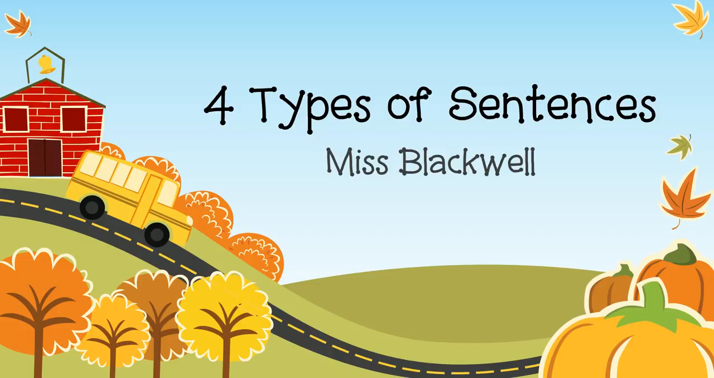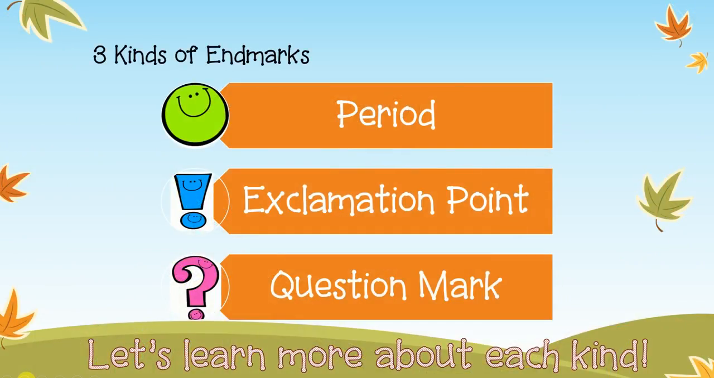We're learning about the 4 types of sentences and the end marks that go with them. So there are 3 kinds of end marks: a period, exclamation point, and a question mark. Let's learn more about each kind.